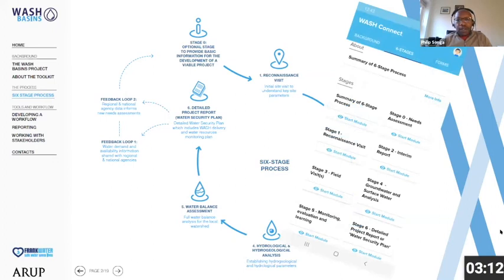So the same process is reflected in the app, which just popped up on screen there. You still have the same six stages. Next slide, please.